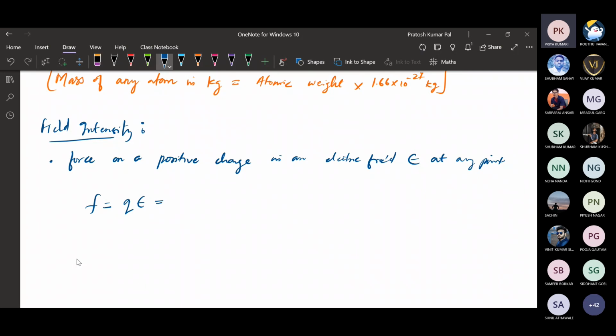Here we know this Q into E force will be equal to the mass of the charged particle into dv by dt, where v is the velocity of the charged particle. So if a positive charge is placed in the electric field, it will experience some force, which depends on the electric field, the mass of the charged particle, and the velocity.